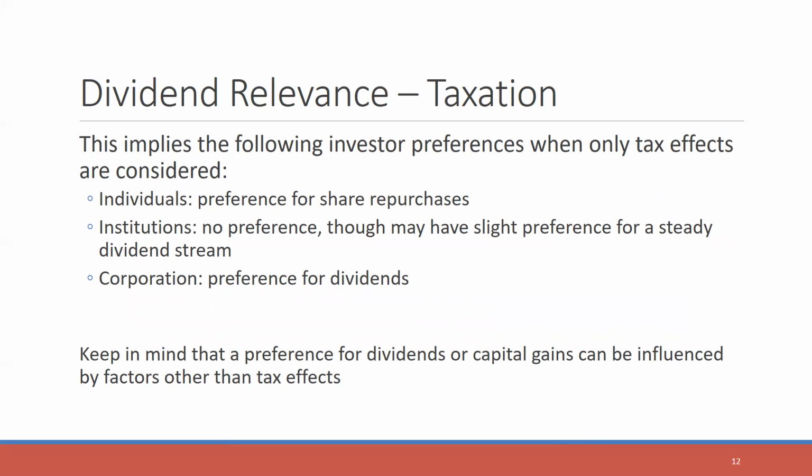This implies the following investor preferences when only tax effects are considered. We would think that individuals would have a preference for share repurchases. Institutions would have no preference, though they might slightly prefer the steady dividend stream, because as we saw from our previous lecture, dividends are fairly sticky. And then corporations, which might have a preference for dividends. Keep in mind that a preference for dividends or capital gains can be influenced by other factors independent of tax.